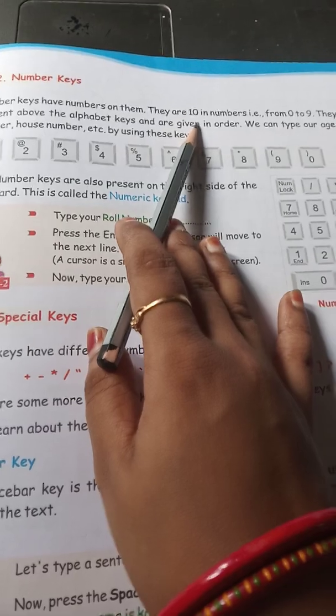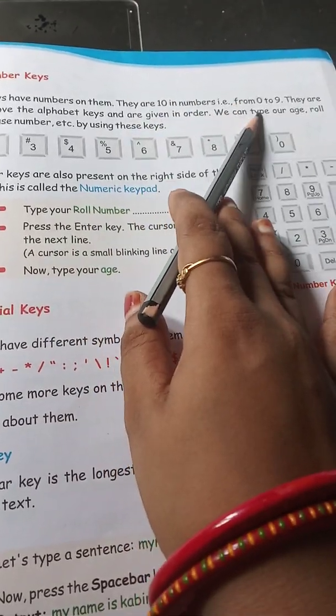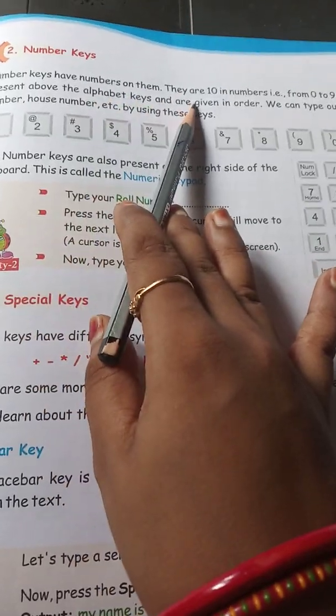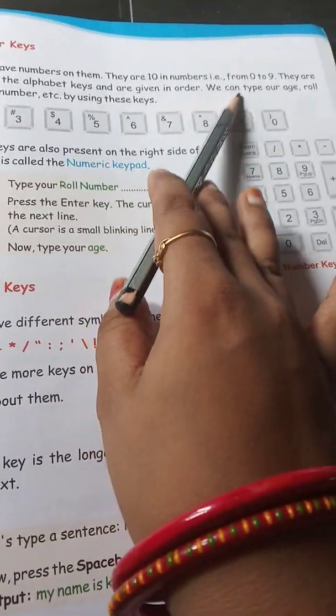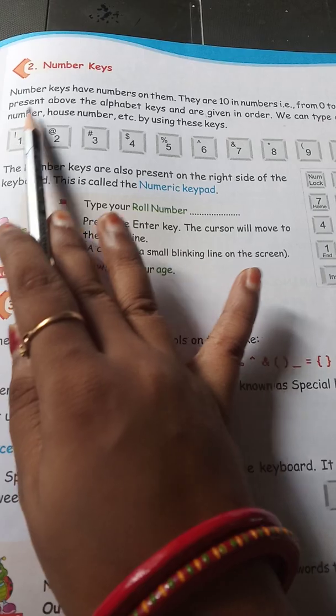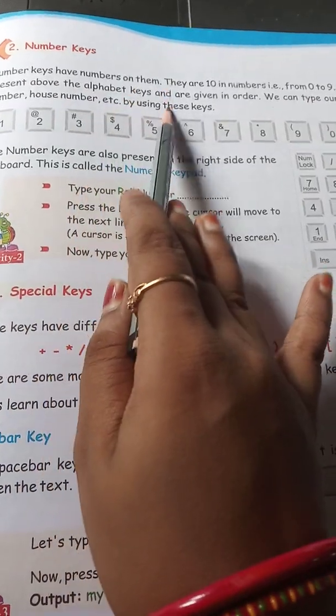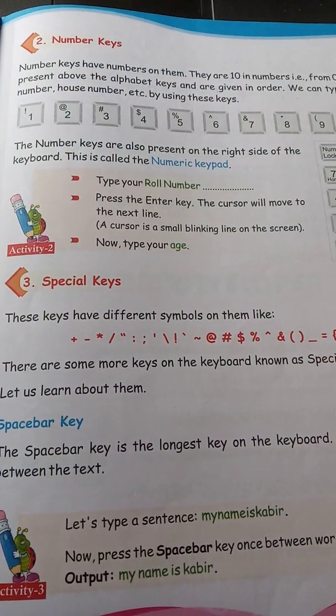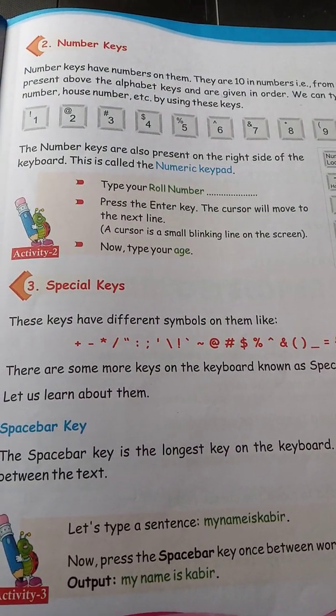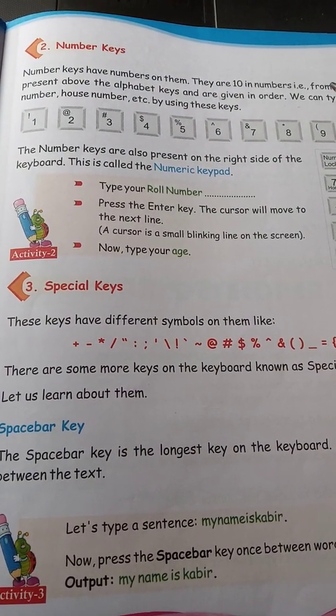Now come to number 2, number keys. Number keys have numbers on them. They are 10 in number, that is from 0 to 9. They are present above the alphabet keys and are given in order. We can type our age, roll number, house number, etc. by using these keys. The number keys are also present on the right side of the keyboard. This is called numeric keypad.